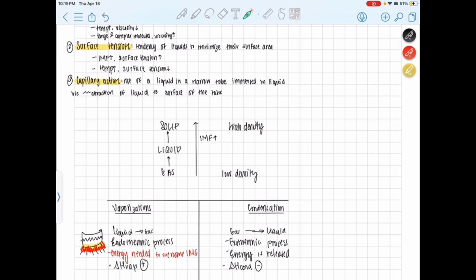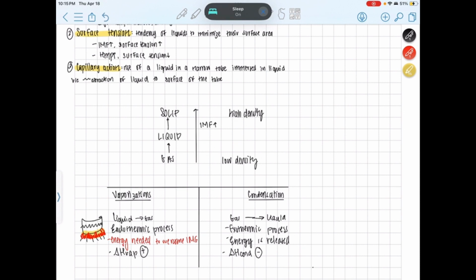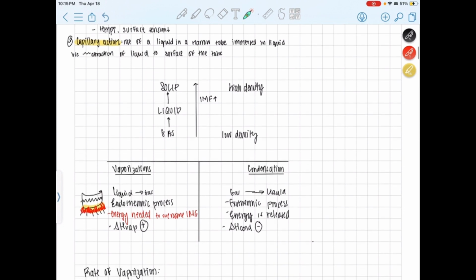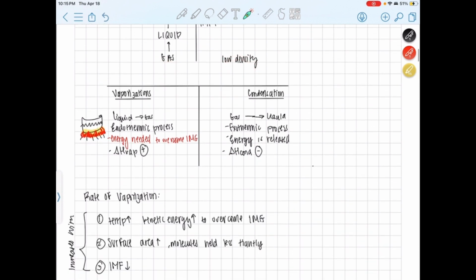Capillary action is the rise of a liquid in a narrow tube immersed in the liquid. This is due to the attraction of the liquid to the surface of the tube. As you compare the phases, solids have the highest density and the highest intermolecular forces. Gases have the lowest density and the lowest intermolecular forces.